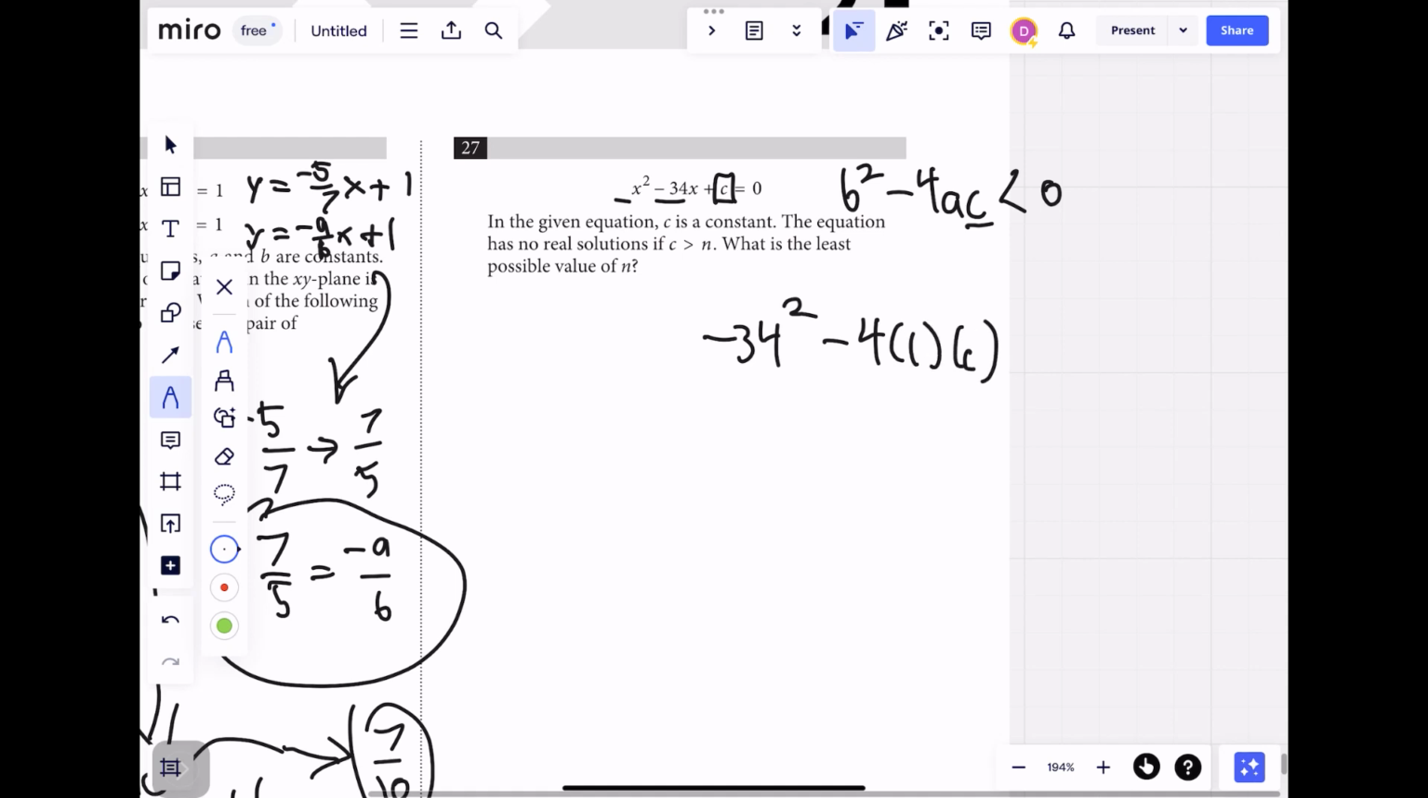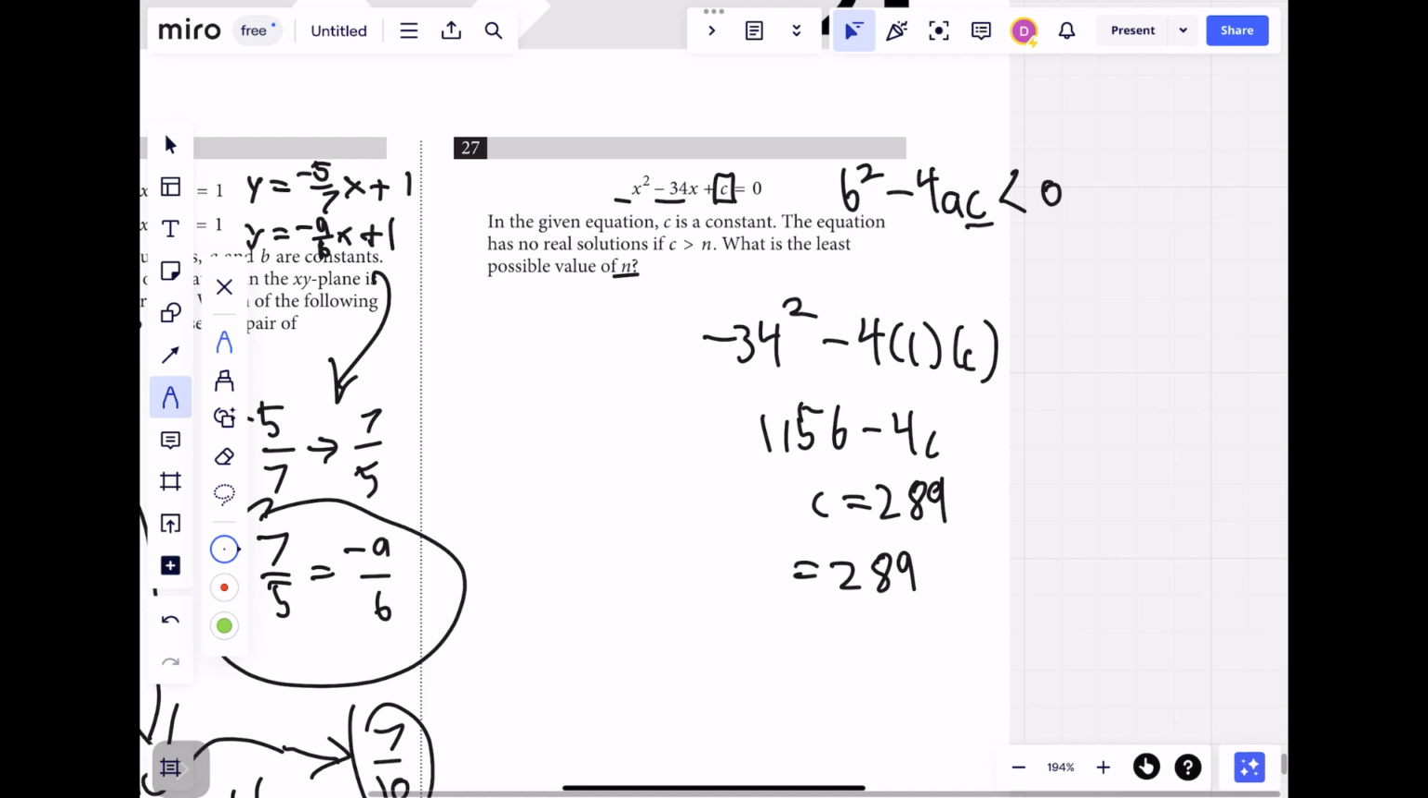Okay, I'm going to plug this in my calculator. And then c is going to equal 289. But it's asking for the least possible value of n, which is going to be the same thing, 289.